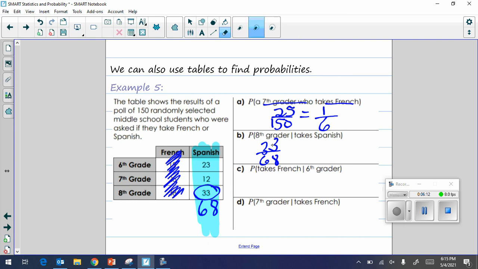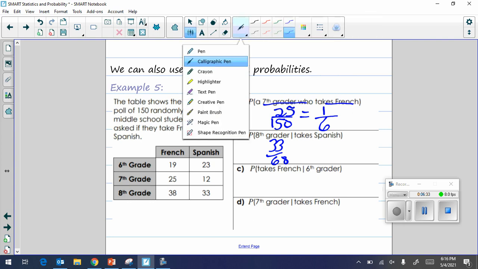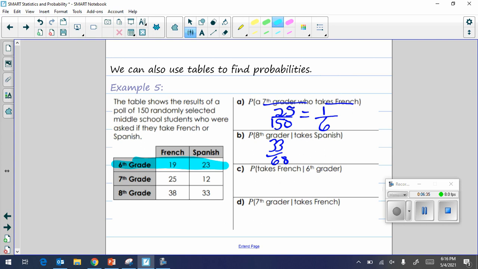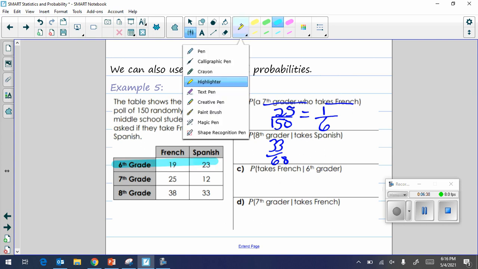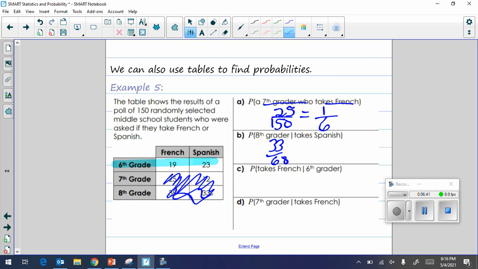And I don't think they have anything in common, so it does not reduce. Okay. Now, the next question, the probability that they take French, given that they are a sixth grader. So again, the given that, I am only looking at this row. So all of these guys here, I'm ignoring them. So I'm going to add my 19 and 23, and 19 out of my 42 is what I'm going to look at there.